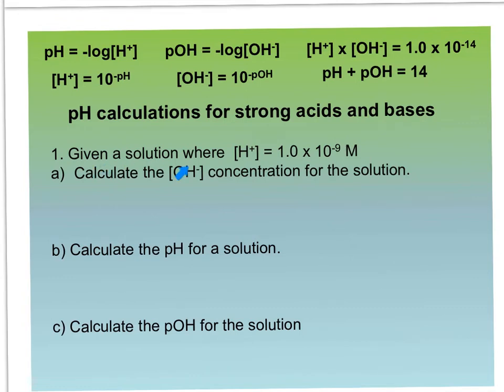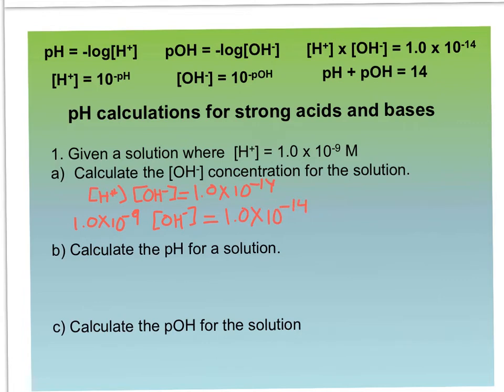So number 1 says, given a solution where the H plus concentration is 1.0 times 10 to the negative 9th molar, we want to calculate the OH minus concentration for the solution. So we're given H plus, we're trying to find OH minus. Which equation would you use? You would want to find an equation where you have H plus and OH minus in the same equation. So that would be this equation right here. I would rewrite this equation down here and plug in my numbers. So this is 1.0 times 10 to the negative 9th times the OH minus concentration is equal to 1.0 times 10 to the negative 14.